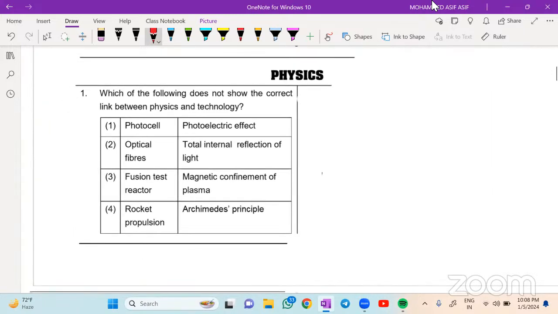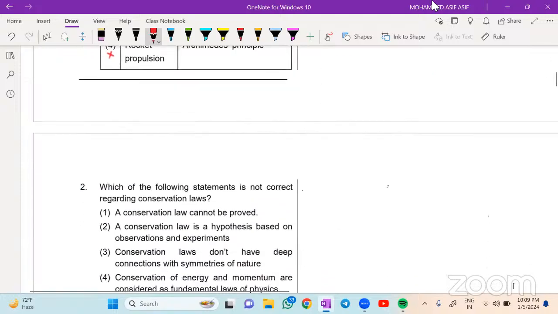Which of the following does not show the correct link between physics and technology? Photocell is connected to photoelectric effect, beta. That is true. Optical fiber, total internal reflection. That is also true. Fusion test reactor, magnetic confinement of plasma. You need to cross check this one. And also rocket propulsion, Archimedes principle. See, Archimedes principle is associated with buoyancy, and rocket propulsion is associated with what, beta? Newton's third law, isn't it? For every action there is an equal and opposite reaction. So it does not show the correct link, this is wrong. And even this one is correct. Okay, sure.